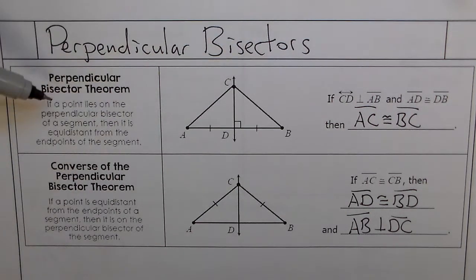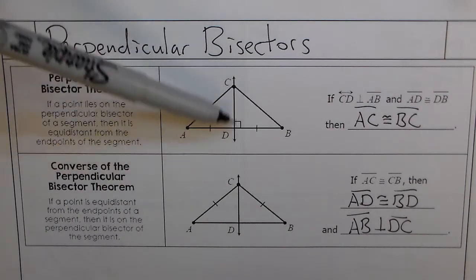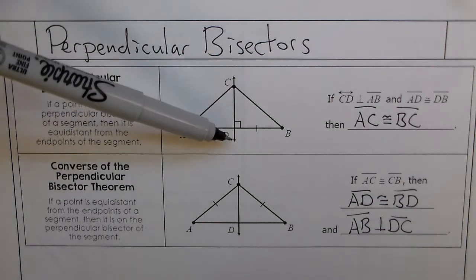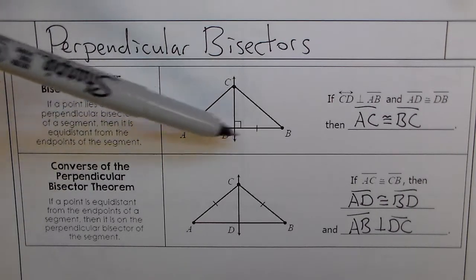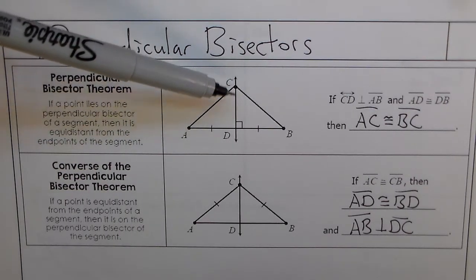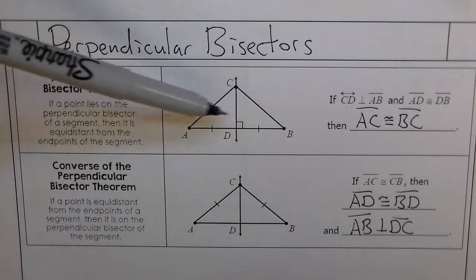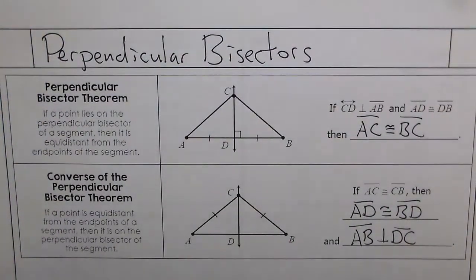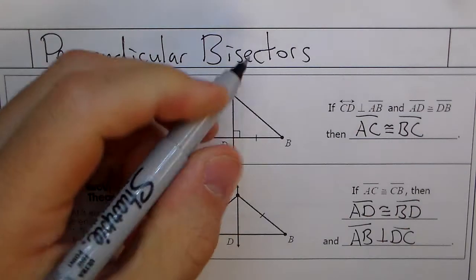When we look at perpendicular bisectors, we start with the perpendicular bisector theorem. And that tells us if I have a perpendicular bisector here, CD, to segment AB, meaning it's both perpendicular and hits at a midpoint D, that any point that I put on that perpendicular bisector is going to be equidistant to the endpoints. So we have point C here, and let's say I write another point E.